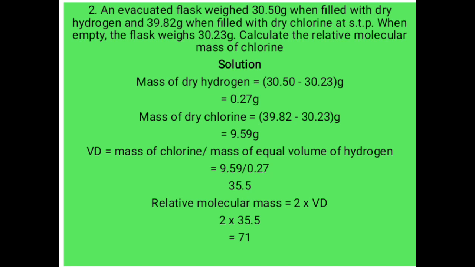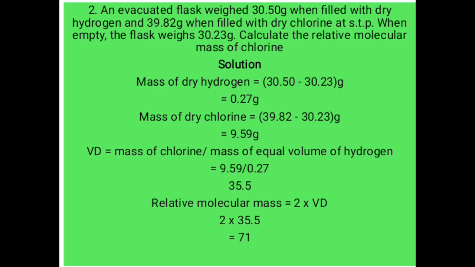So if you look at this question, for you to get the mass of dry hydrogen, you have to subtract the mass of the empty flask from the mass of the flask with hydrogen. Mass of the flask with hydrogen is 30.50, and the mass of the empty flask is 30.23. If you subtract both of them, you have 0.27. The mass of dry chlorine only is the mass of the flask with chlorine minus the mass of the empty flask. You now get the mass of only chlorine, which is 9.59 grams.